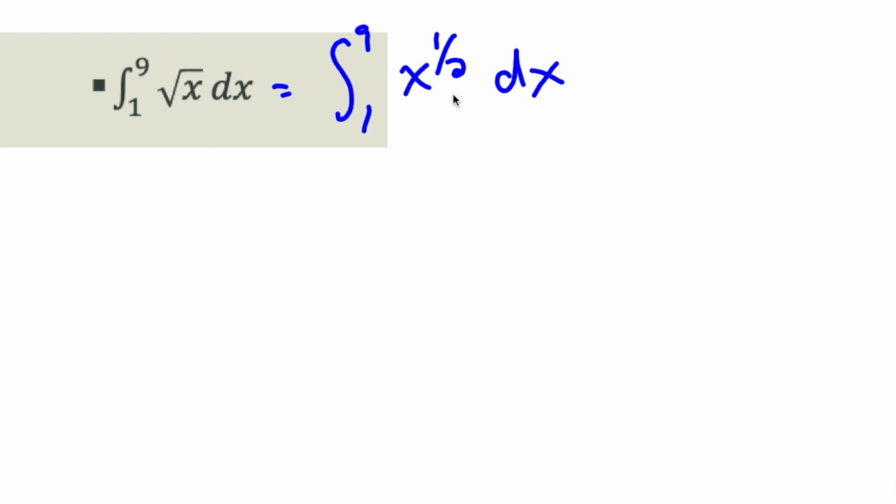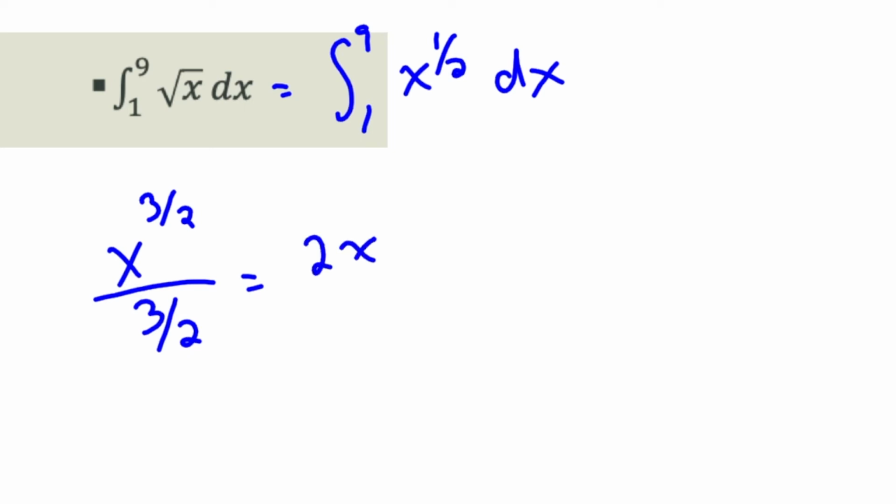Add 1 to your exponent, divide by that number. So x, add 1, so 1/2 plus 1 is 3/2, divided by that number, so 3 over 2, which we could also rewrite as 2x to the 3 over 2 divided by 3. We will evaluate this from 1 to 9. You are certainly welcome to rewrite x to the 3/2 as the square root of x cubed if you would like, but it is not necessary.